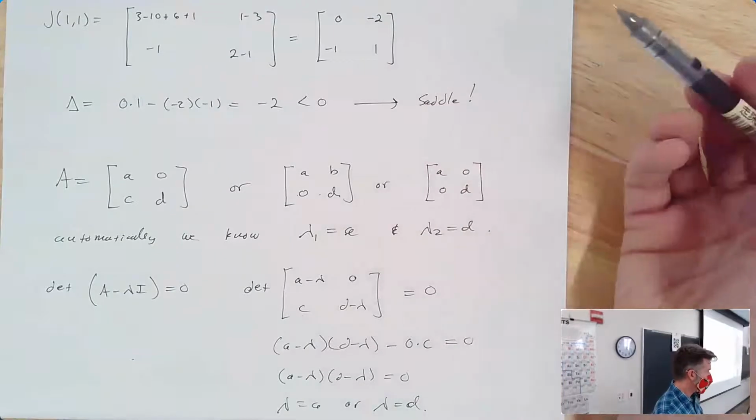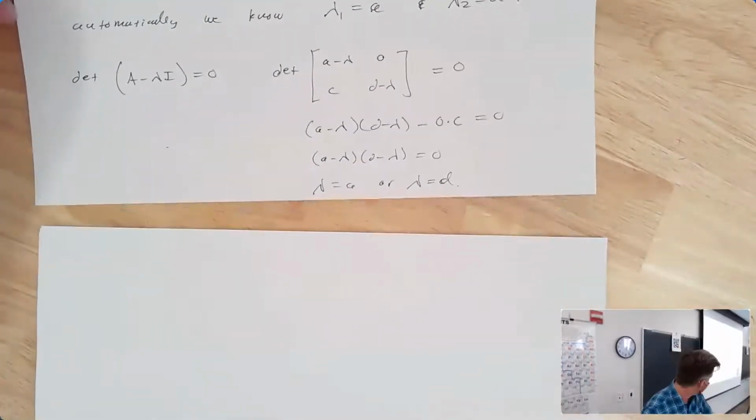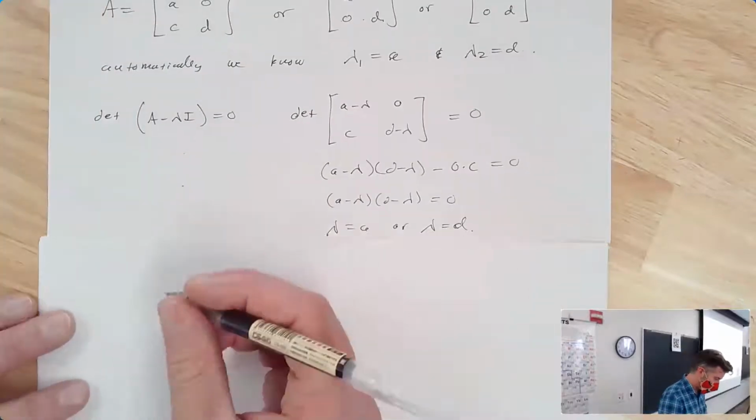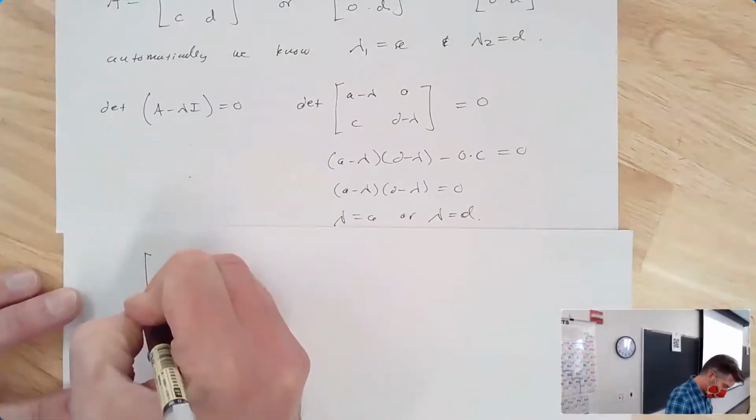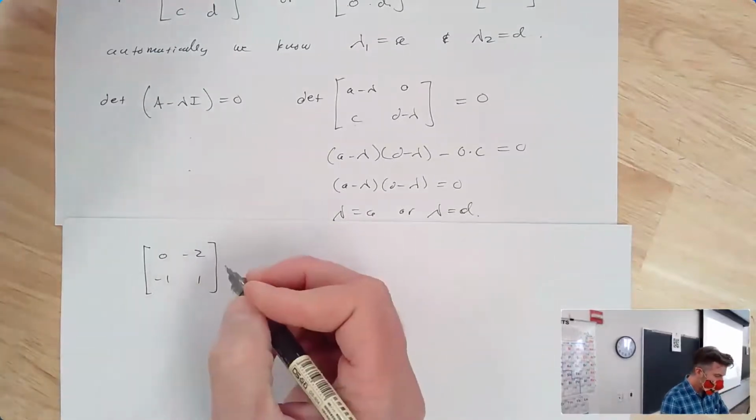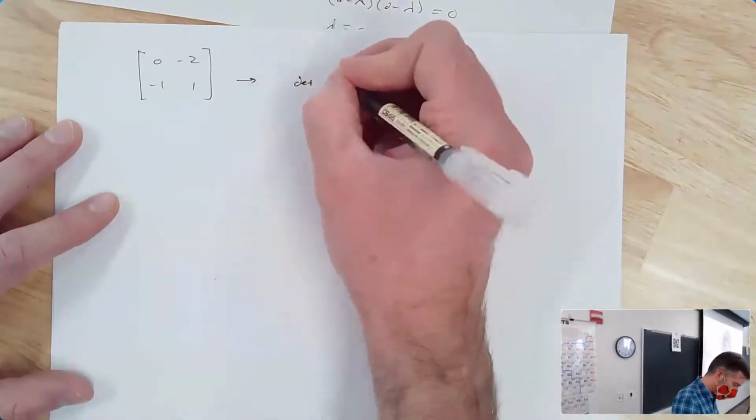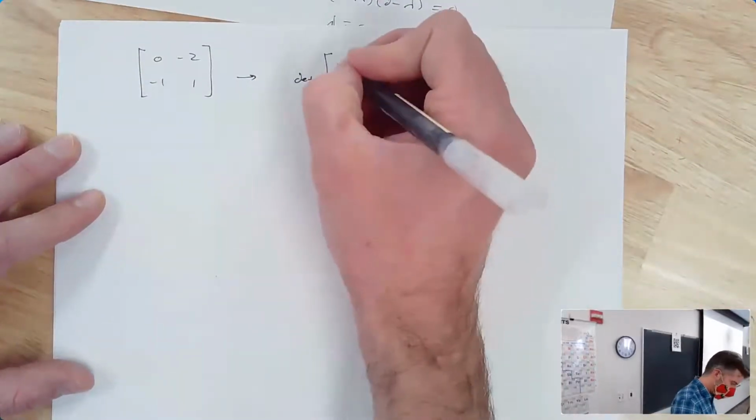If we find it, we can actually find the eigenvalues, but it might be worth doing just to point out that we can do it. For the matrix 0, negative 2, negative 1, 1, you could either do it the long way and say, okay, we're going to do the determinant of A minus lambda I.